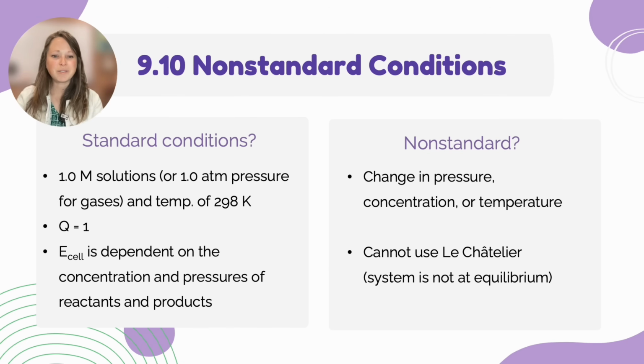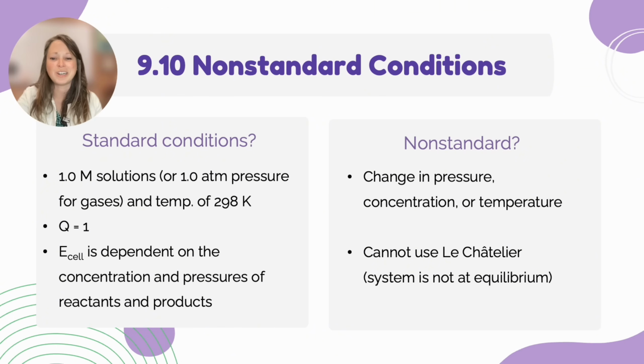Oh yeah, no, let's talk about this. So standard versus non-standard conditions. A standard electrochemical cell has concentrations of 1 molar, 1 atmosphere of pressure for gases, and a temperature of 298 Kelvin. The cell potential is dependent on the concentration and the pressures of those reactants and products. So if we change any of those things, then we have a non-standard cell. And we can't use Le Chatelier's principle because we're not at equilibrium. Because again, if we're at equilibrium, we have a dead battery.